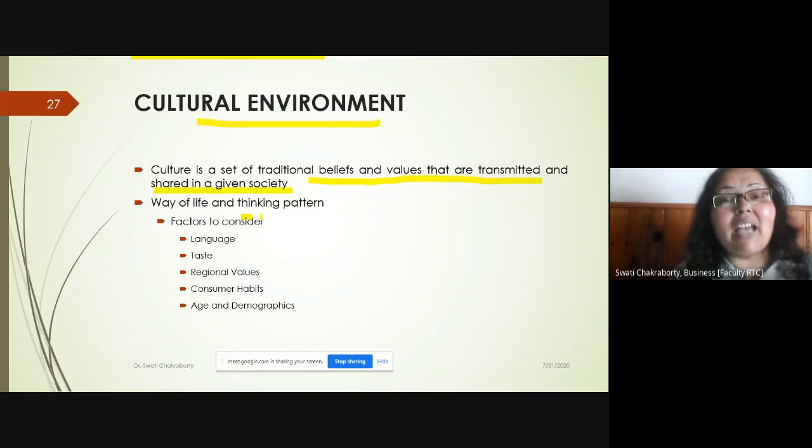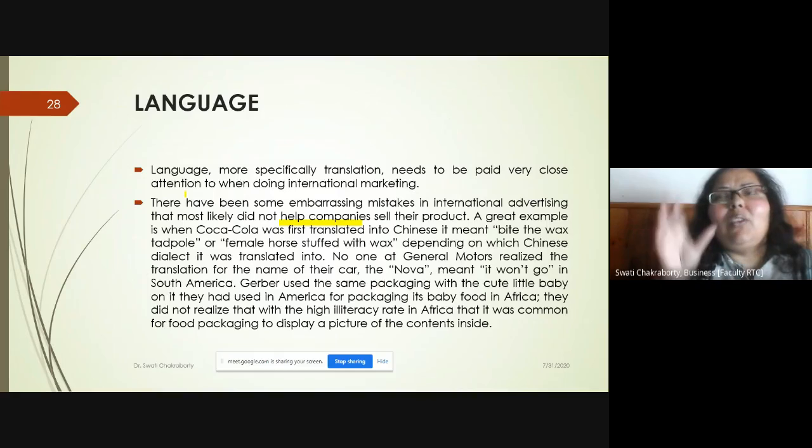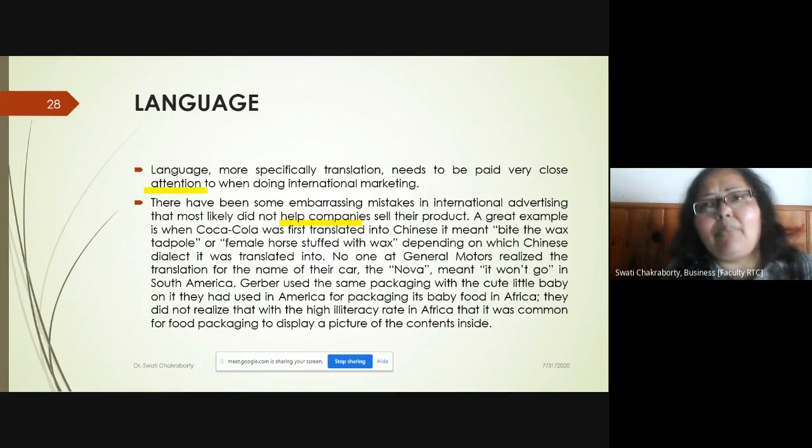It's a way of life and thinking pattern. So, culture, when we say it, language, taste, values, habits, age, demographics, everything comes into play. If you go a little more into the details, when we talk of language, it's very close to someone's life. It's also your identity. So language is given very close attention, right? When advertising happens, it has more appeal when it takes place in the local language, right?